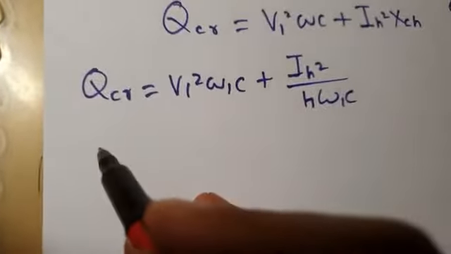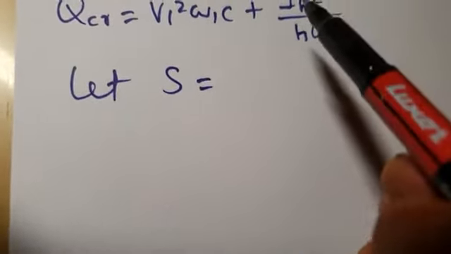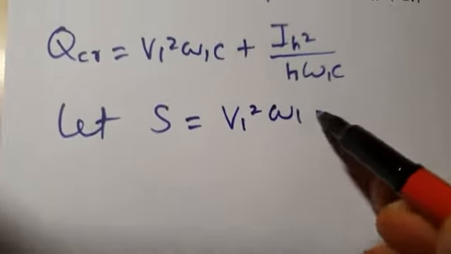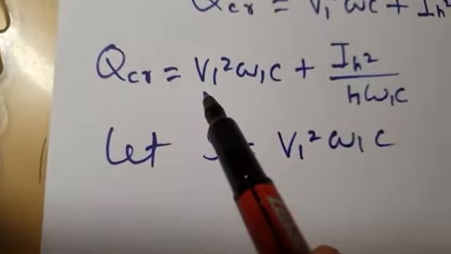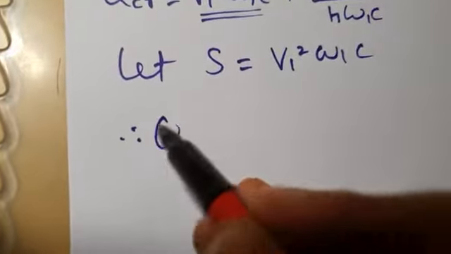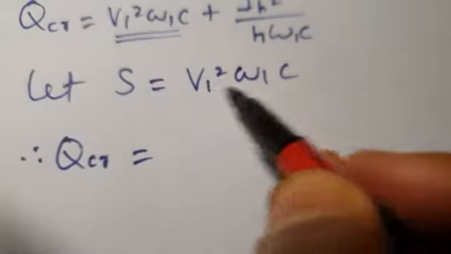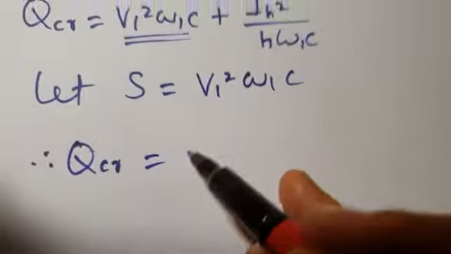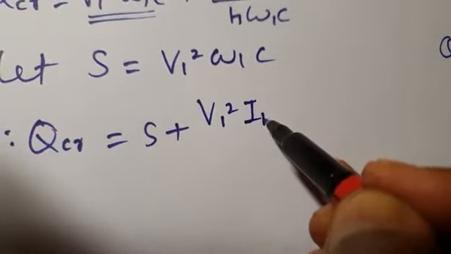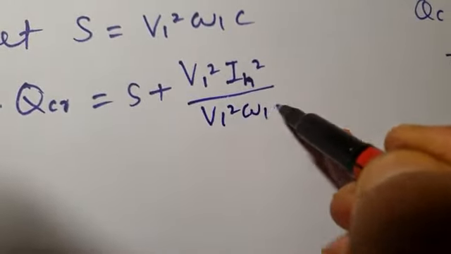Fine. Now let S be the rating of the capacitor. Rating of the capacitor is given by V1 square omega 1C. So the fundamental reactive power decides its rating. Therefore QCR is equal to V1 square omega 1C, which we have represented by S, so it is S plus V1 square IH square by V1 square omega 1 CH.